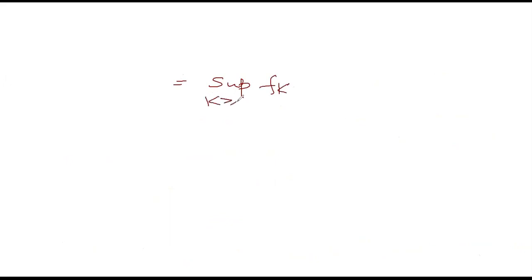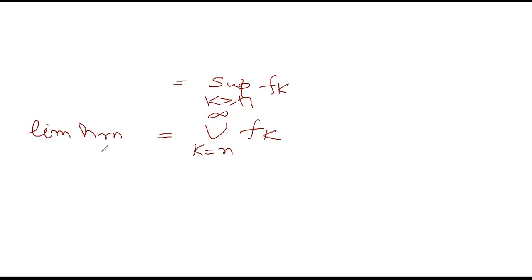where k is greater or equal to n. Sorry, k is greater or equal to n. So it's fn, fn plus 1, and so on. So this is equal to the join, k runs from n to infinity, of fk. So this is your limit of hm, where hm is a sequence of measurable functions.